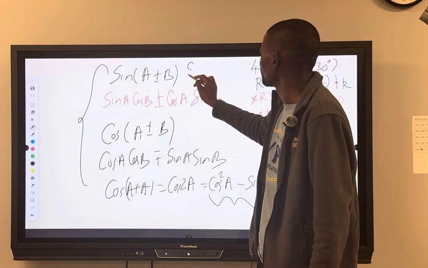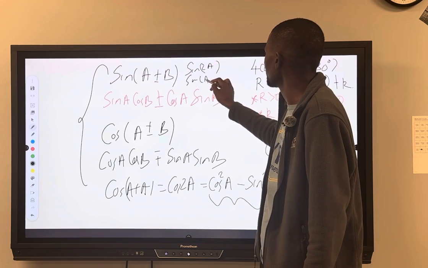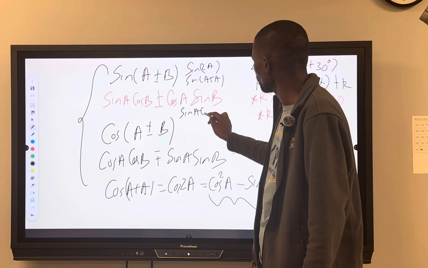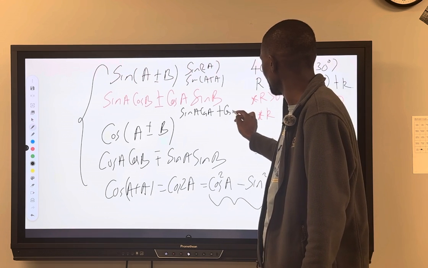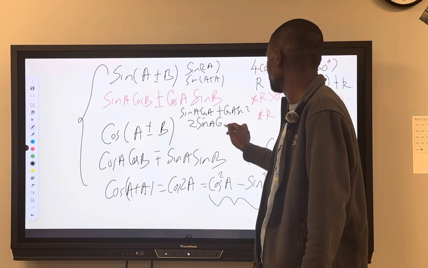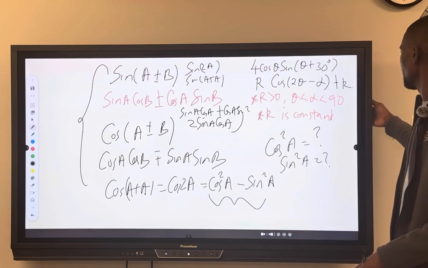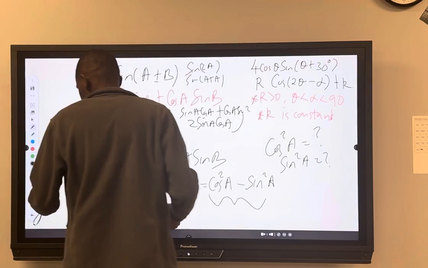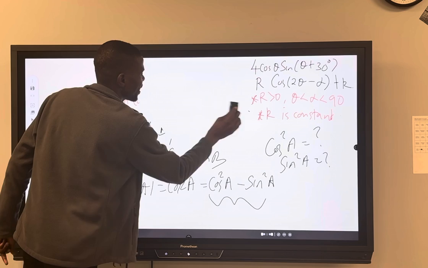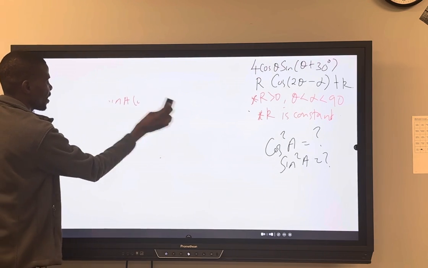Then we do the same for sine 2A, which is the same as saying sine (A plus A). So here it will be sine A cos A plus cos A sine A, which is the same as 2 sine A cos A. So you need these to help us solve those problems here, right? So I'll go ahead and erase this part. I don't need this. All right.